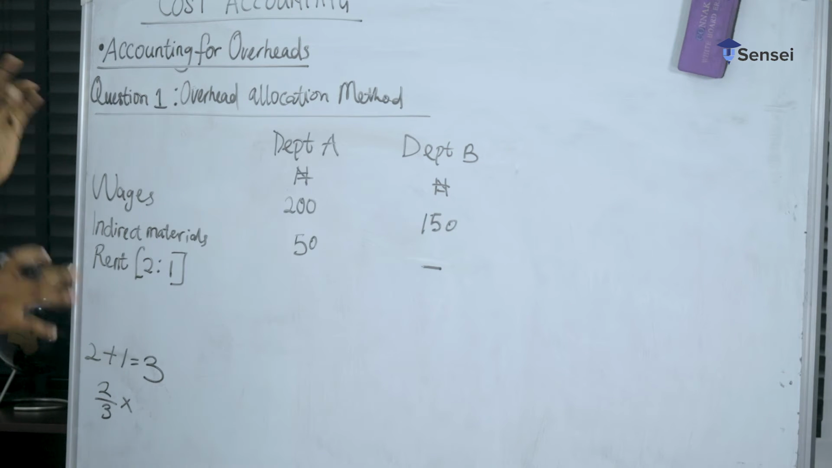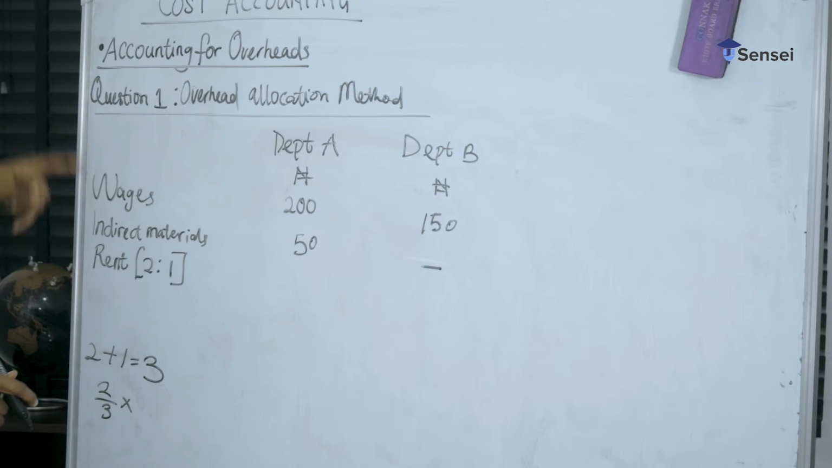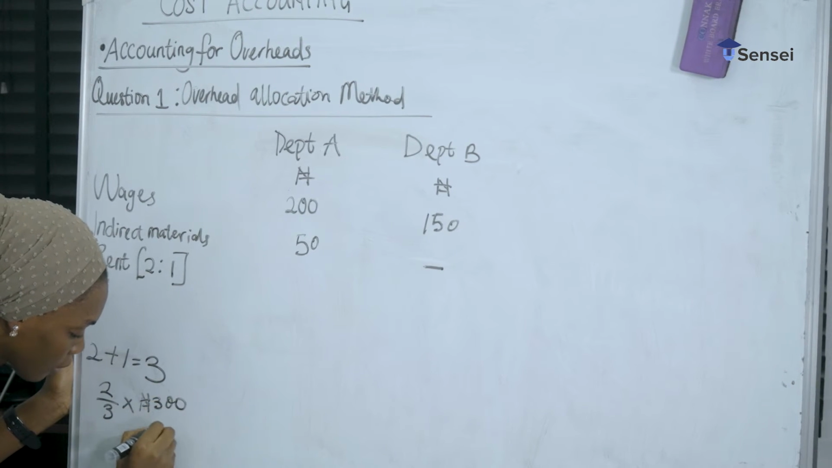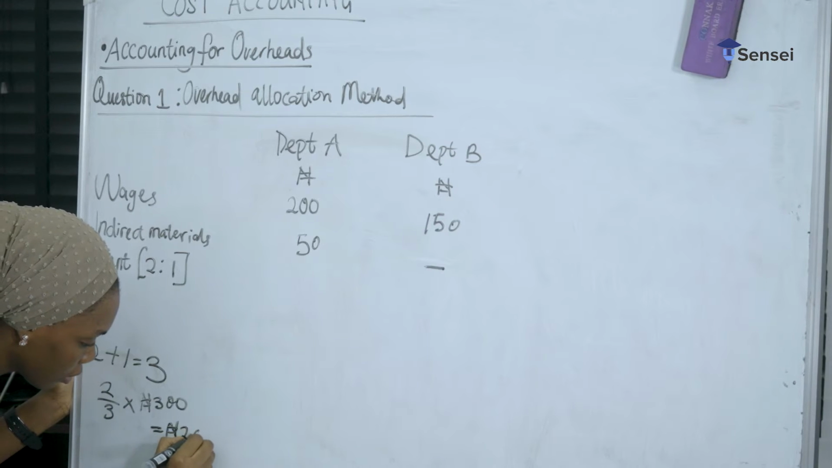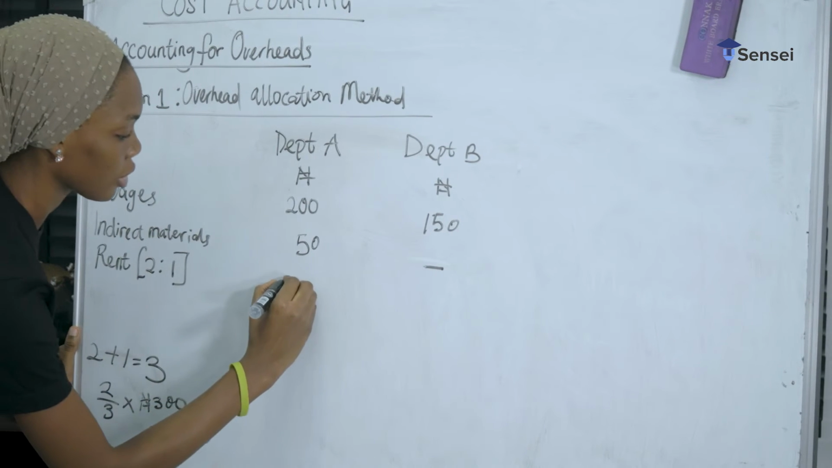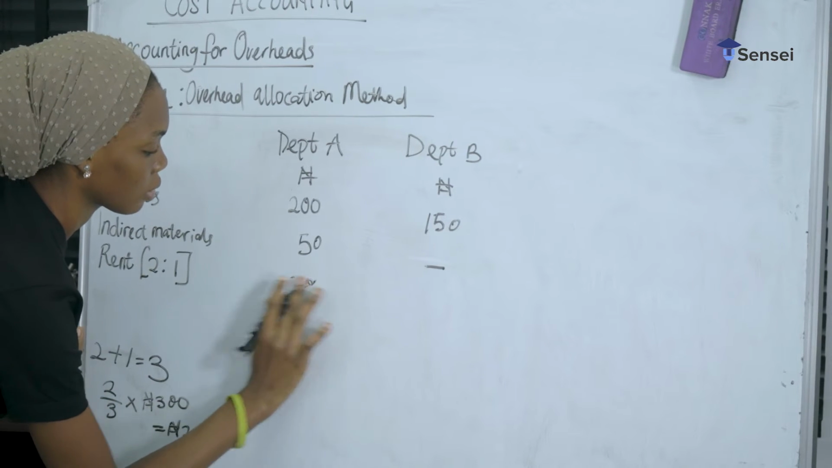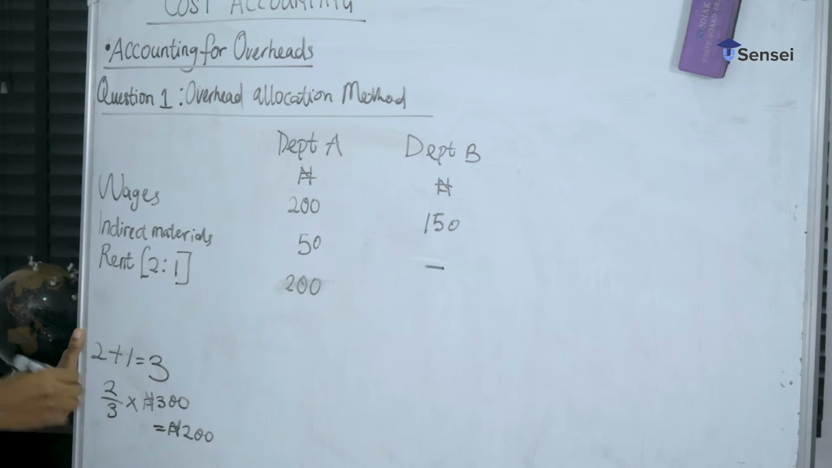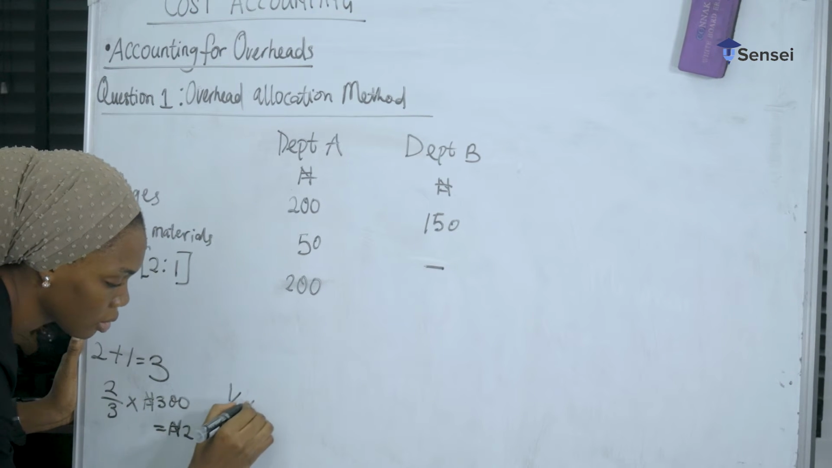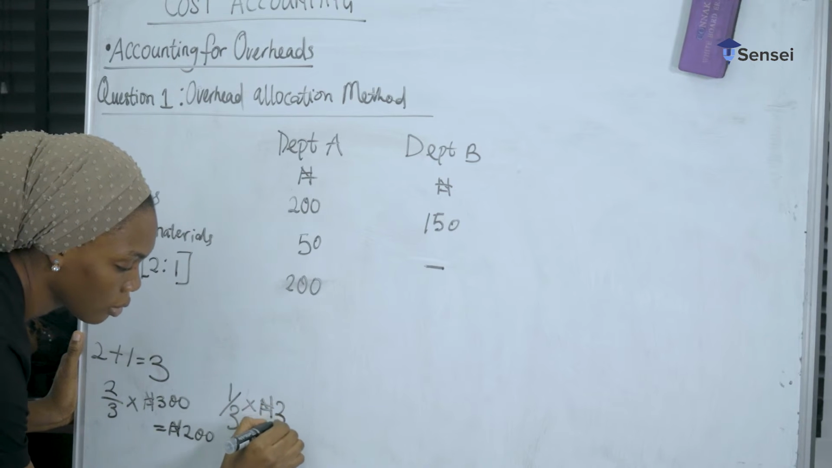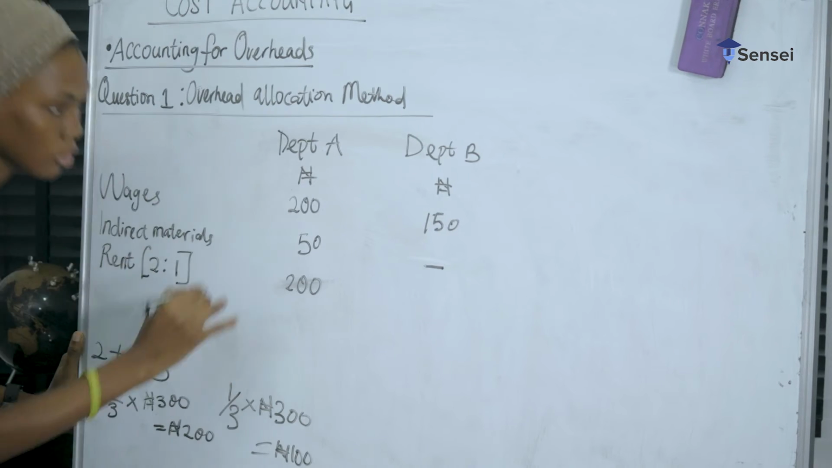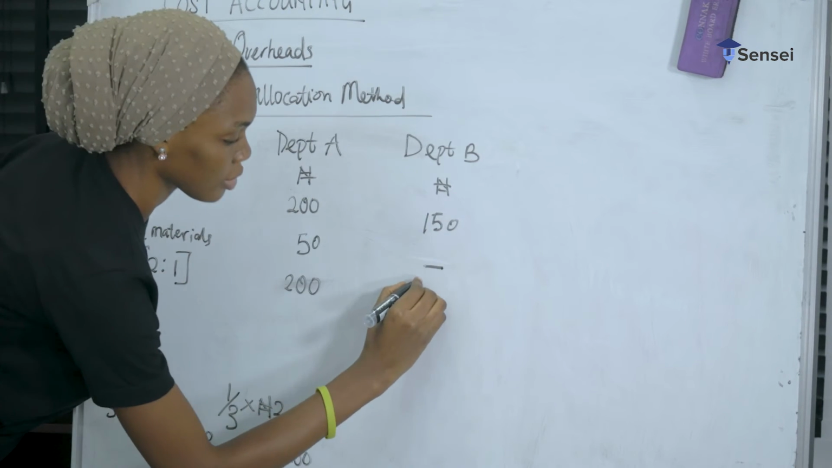So the cost that can be shared to Department A for rent will be 2/3 of 300 naira, the cost of the rent incurred. That will give us 200. While for Department B, the cost will be 1/3 of the total cost incurred on rent, and that will give us 100 naira. So for Department B, the rent cost is 100 naira.